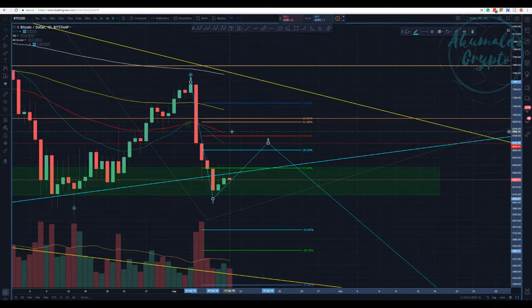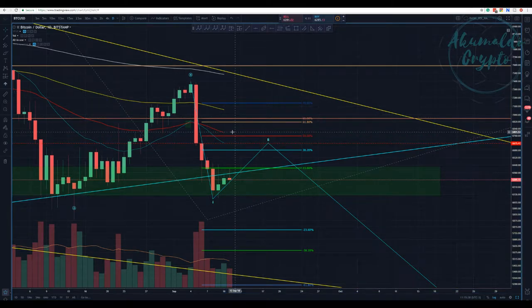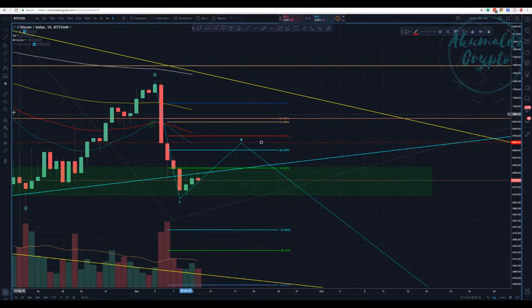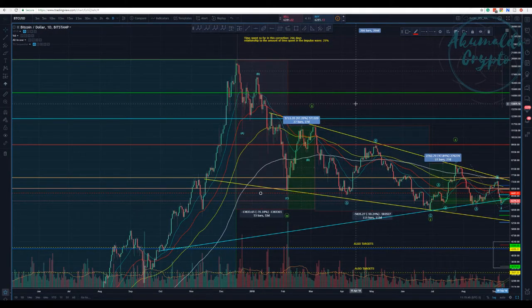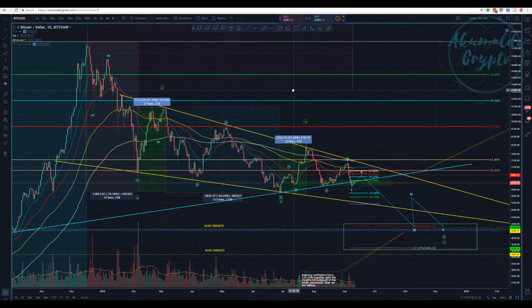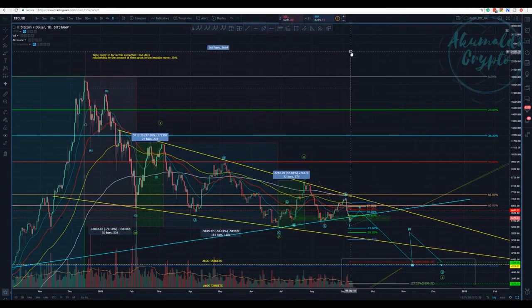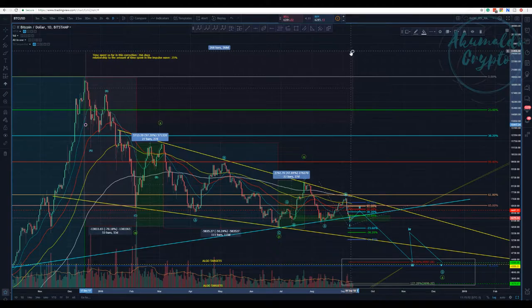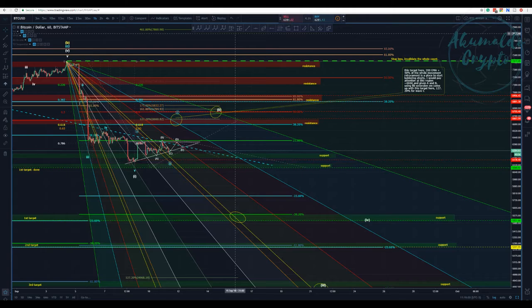Perhaps we touch the 55 EMA, this red line here, and then we would retrace like 50% or a bit more. This remains to be seen. We don't have a confirmation yet. We are correcting sideways now. We are at 268 days. Let's take a look at the hourly chart.